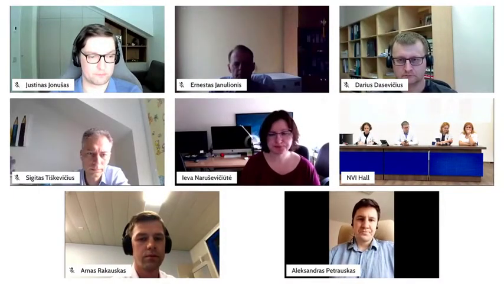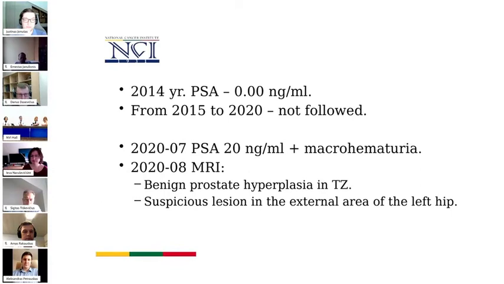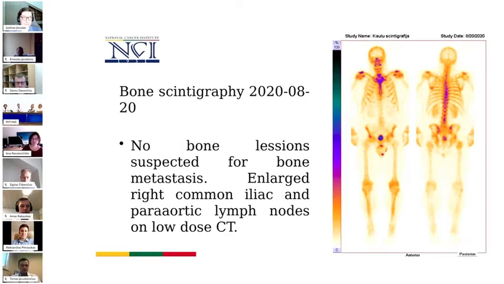It's not sufficient data for local recurrence. So, Justinas? Thank you. At that time, bone scintigraphy was performed, and maybe Dr. Tiškevičius wants to add something. There were no lesions suspected for bone metastasis. Also, we performed low-dose CT because we do this SPECT CT examination, and we report the findings seen on low-dose CT, and there were an enlarged right common iliac lymph node and also para-aortic lymph nodes on low-dose CT, but no bony metastasis. Thank you.